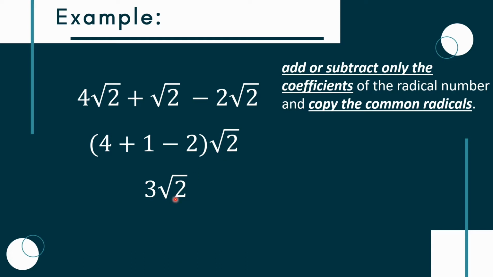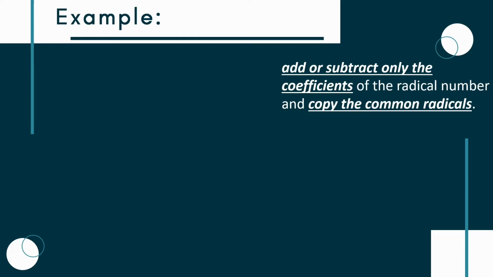So, therefore, the final answer is 3 square root of 2. For the second example, we have 5 square root of 4 minus 2 square root of 4. So here again, we will determine first if they are similar radicals. Similar radicals ba? Yes, kasi parehas ng radical, which is 4. Parehas din tayo ng indices, which is 2.